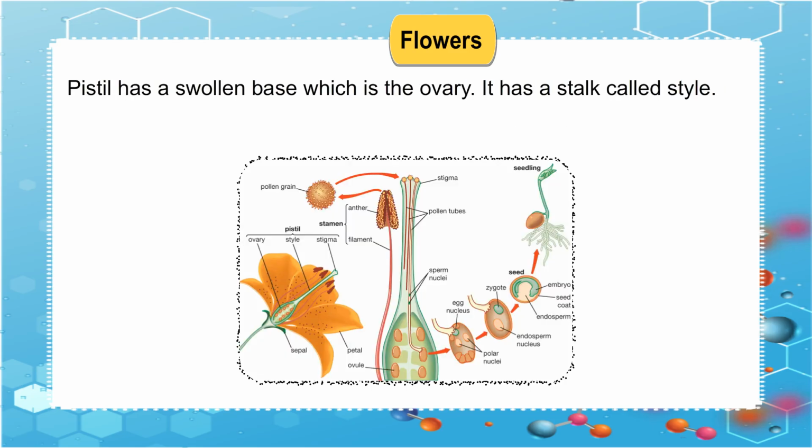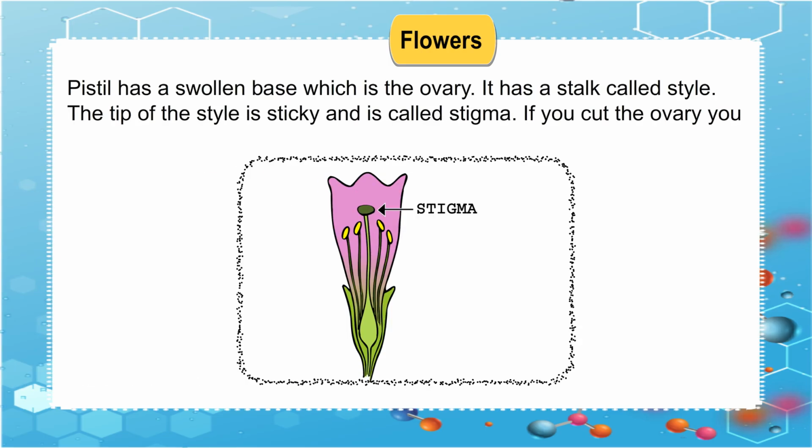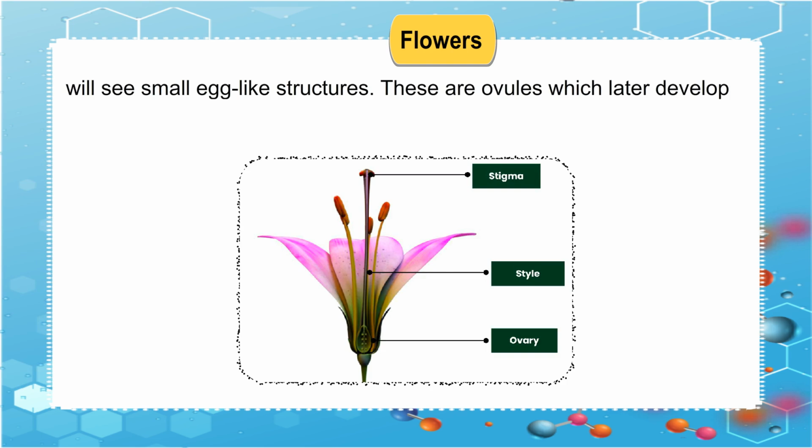Pistil has a swollen base which is the ovary. It has a stalk called style. The tip of the style is sticky and is called stigma. If you cut the ovary, you will see small egg-like structures. These are ovules which later develop into seeds.